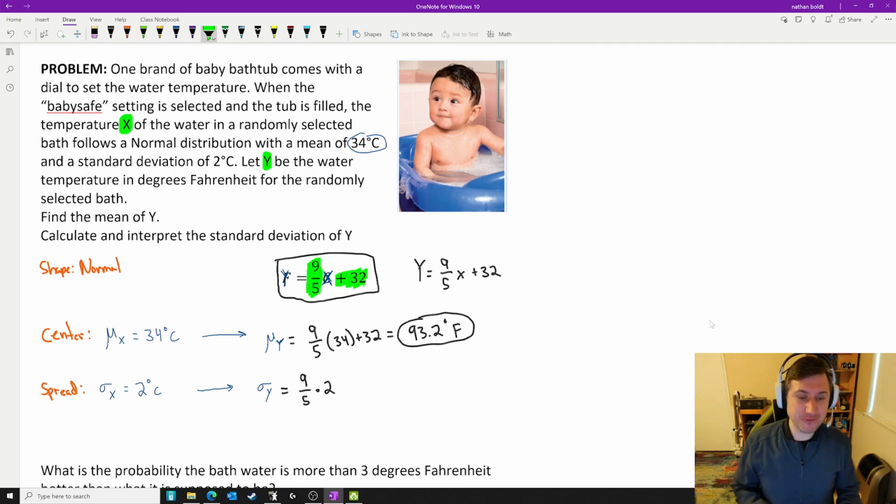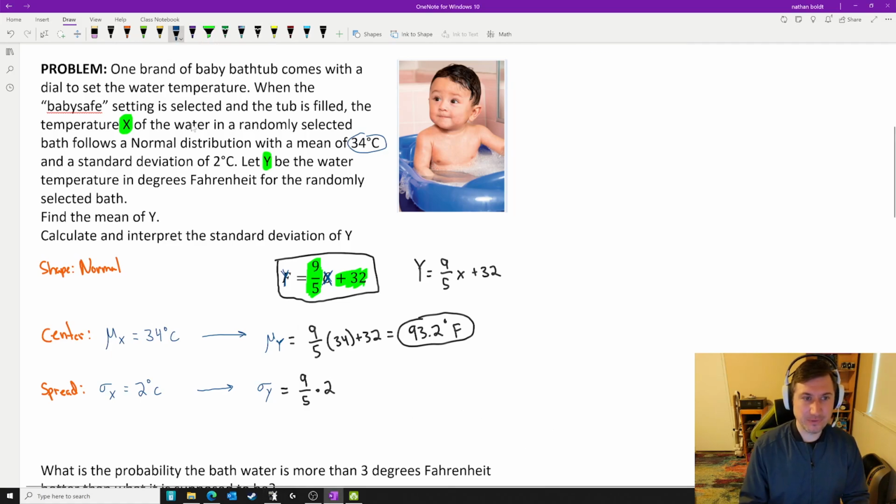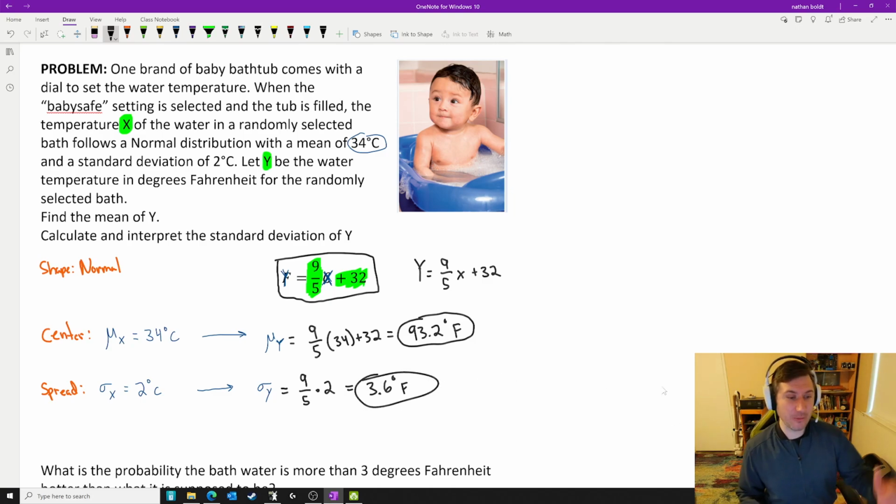So the weird part here is for the standard deviation, we don't just plug it into the formula. We only multiply by 9/5 because the plus 32 does not affect the spread. It doesn't affect the standard deviation. So when I do this, I only multiply by 9/5 and I get 3.6. So the standard deviation is 3.6 degrees Fahrenheit. There we have it. So now we have the mean, the standard deviation, we know the shape.